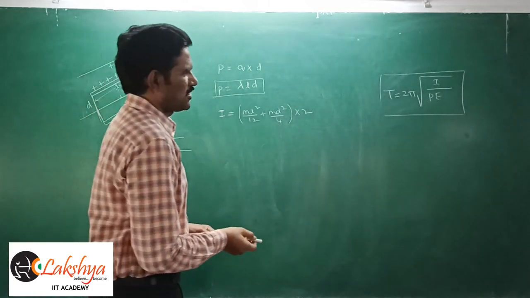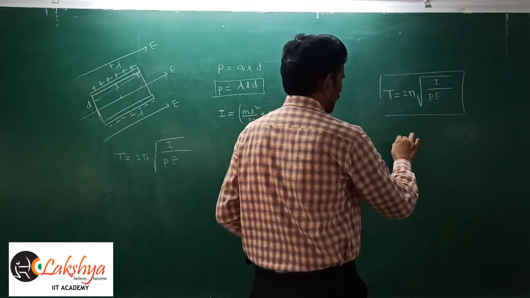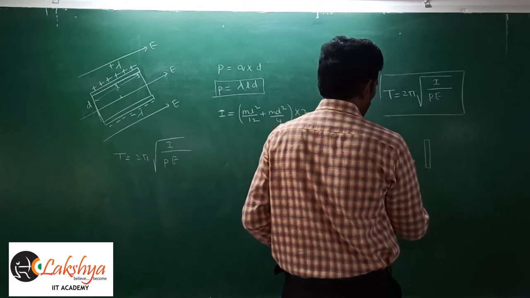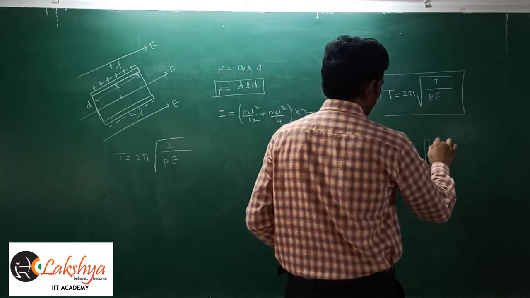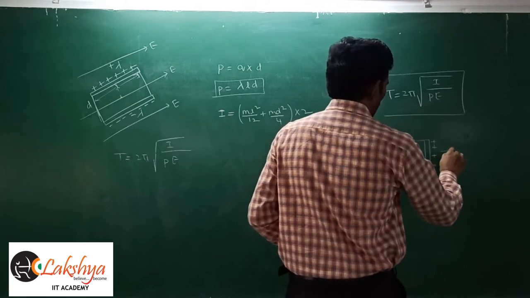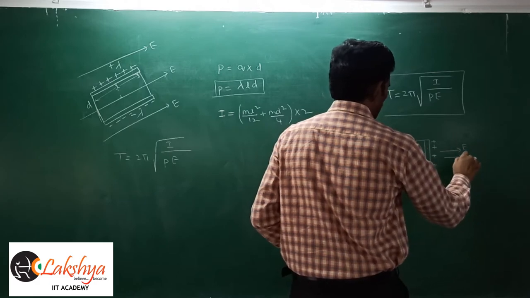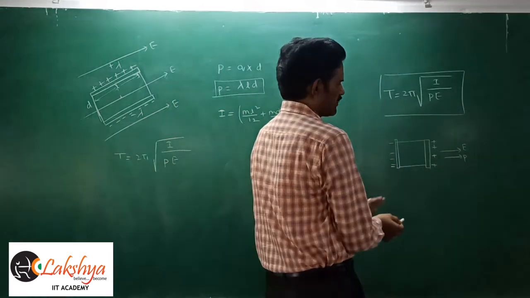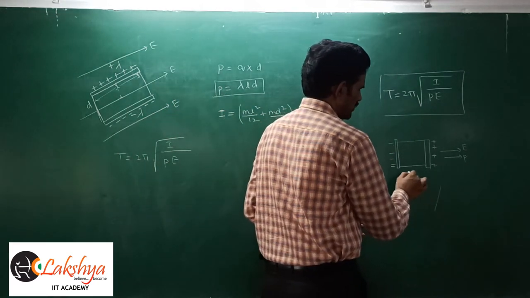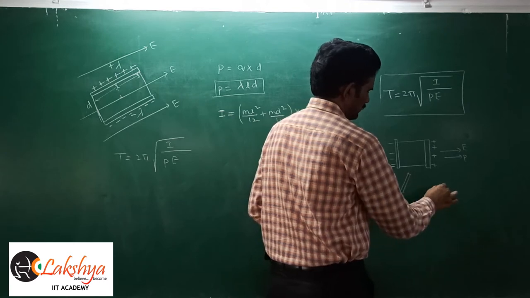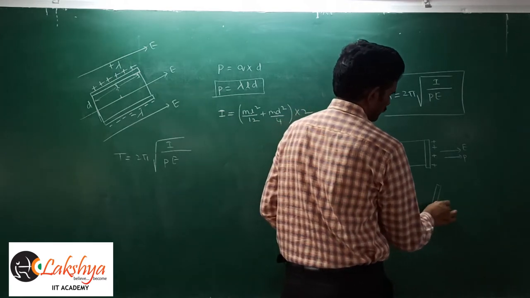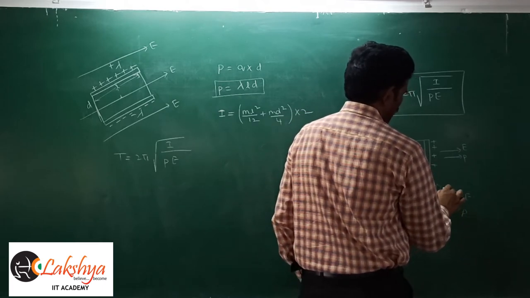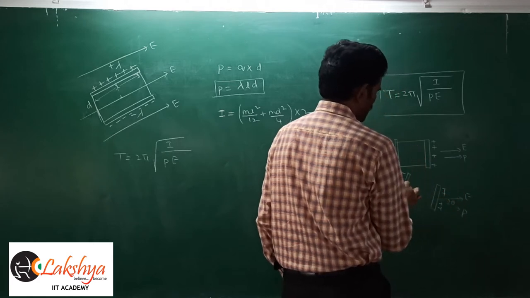That means our actual arrangement will be like this. The dipole moment is initially parallel to the field. This is our negative charge and this is a positive charge, and these two are connected. Now this is the direction of the electric field, so initially the dipole moment is also in the same direction. Now we displace it slightly, so that the dipole moment will be like this, whereas the electric field will be like this.